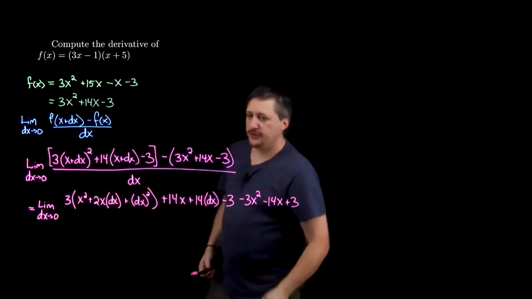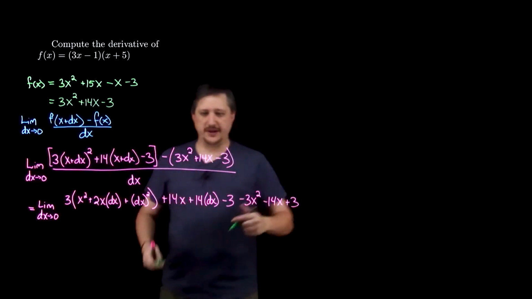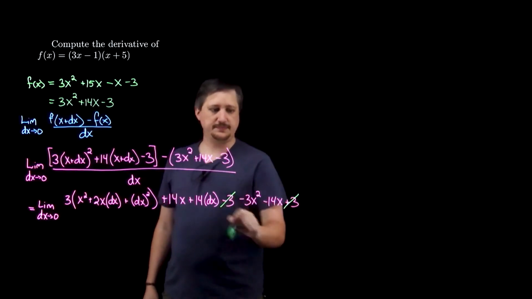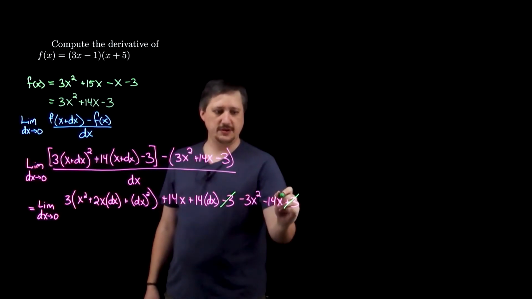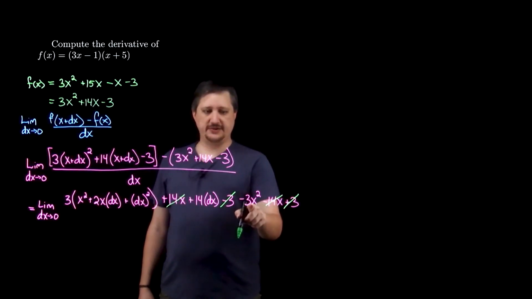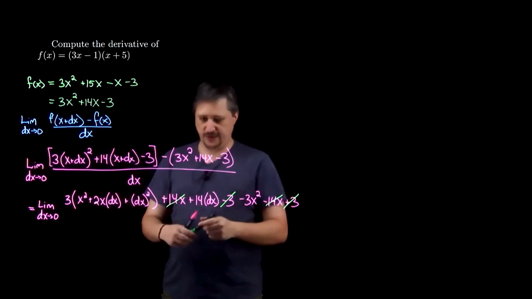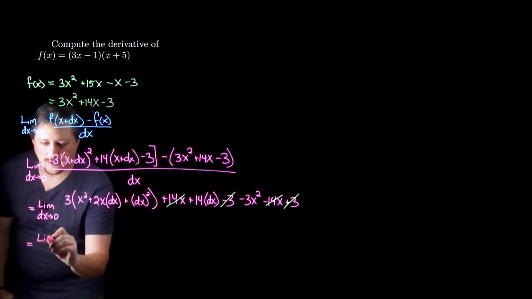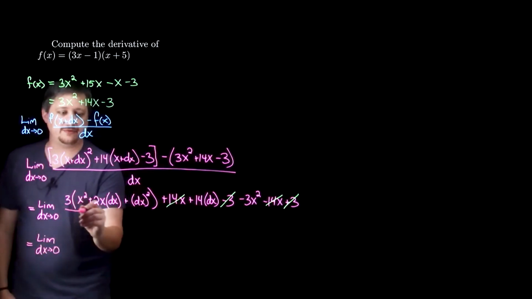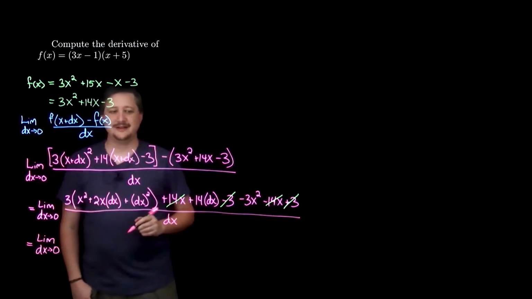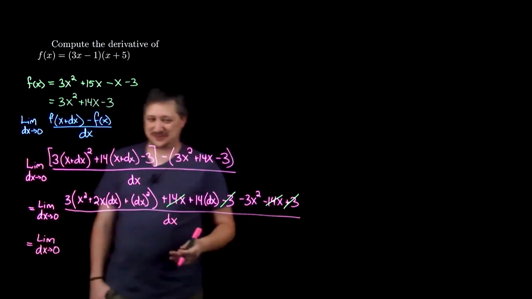Often at this point, some stuff will cancel, so I'm going to make a note of that. For example, I have minus 3 and plus 3, so those cancel. I have a minus 14 and a plus 14, so those cancel. I have a minus 3x squared, which will cancel with that, but maybe I'll do that in the next step. Let me write out the next step, keeping my limit. It's easy to forget. Speaking of forgetting things, all of this over dx. There we go. There should have been a fraction.